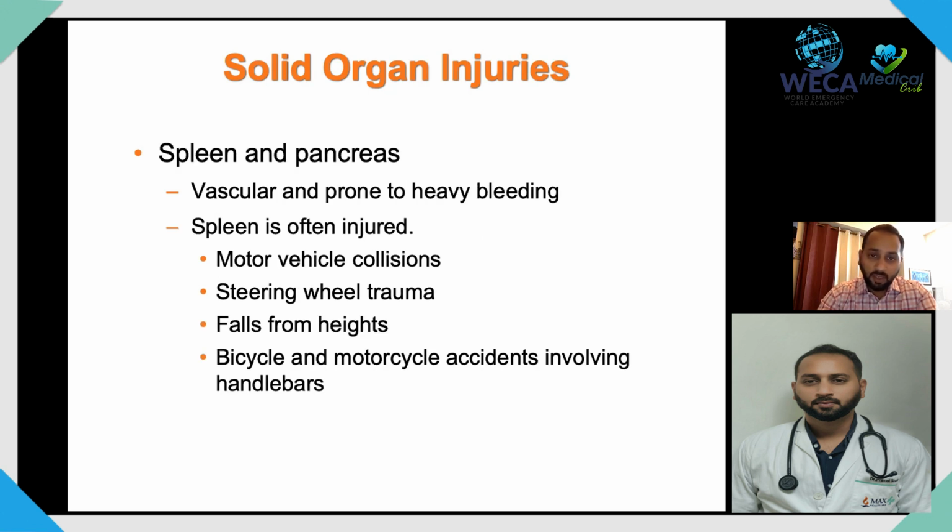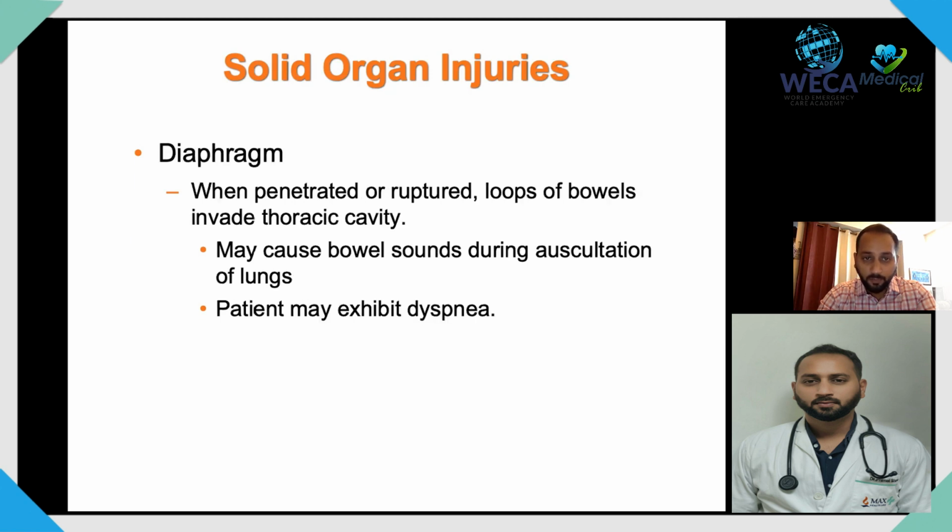Coming to spleen and pancreas, they are also very vascular, prone to very heavy bleeding. Spleen is the most commonly injured organ in road traffic accidents, motor vehicle collisions, and steering wheel trauma. They can also be falls from heights, or motorcycle or bicycle handlebar injuries. All of these can cause splenic laceration or splenic rupture.